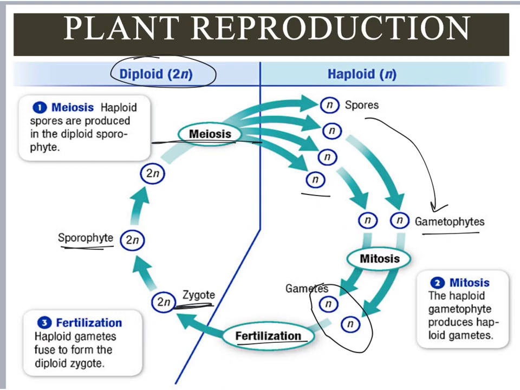Two words that are new here are sporophyte and gametophyte. And the main thing that you need to understand with the sporophyte is that the sporophyte produces spores. The gametophyte produces the gametes, right? So it's in the name. A sporophyte produces spores, gametophyte produces gametes. And that is going to help you to understand that process a little bit more.